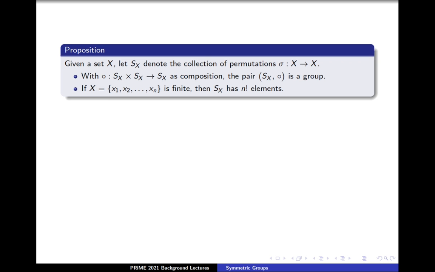Okay, now let's consider a set X, and again, the set S sub X to be the collection of permutations sigma from X to X. We can take composition with these permutations, and together this pair, S sub X comma composition, forms a group. For example, if we take our set X to be a finite set of n elements, call them x1, x2, up to xn, then S sub X has n factorial elements.